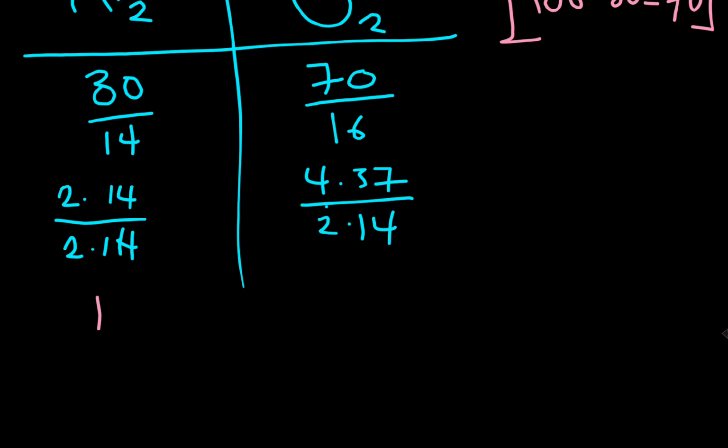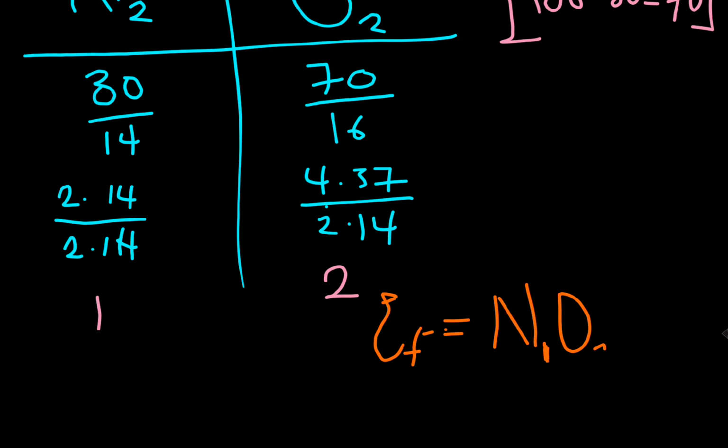And next, we'll divide 4.37 by 2.14. You get 2.04, or just better still, 2. So we'll get 2 here. And so the empirical formula of this compound would be N1O2, and this is our final answer.